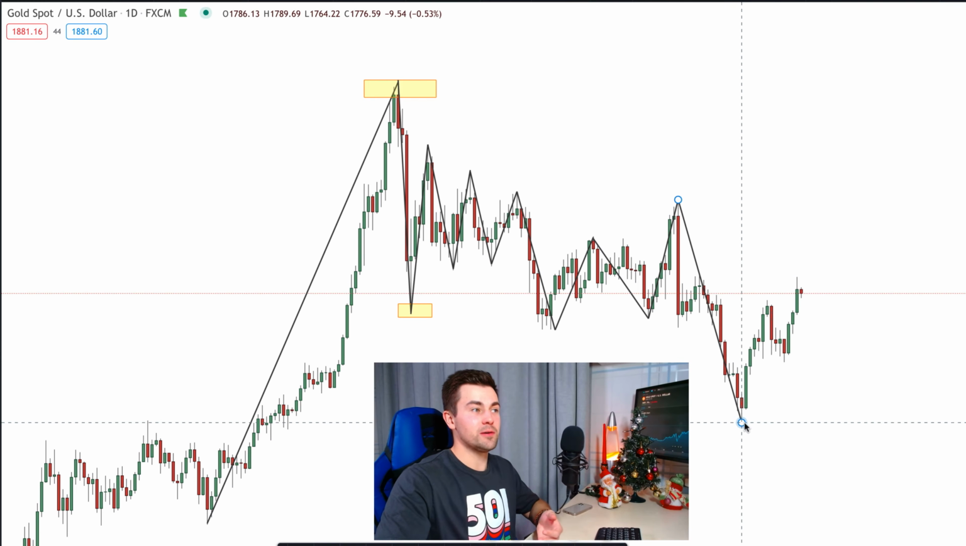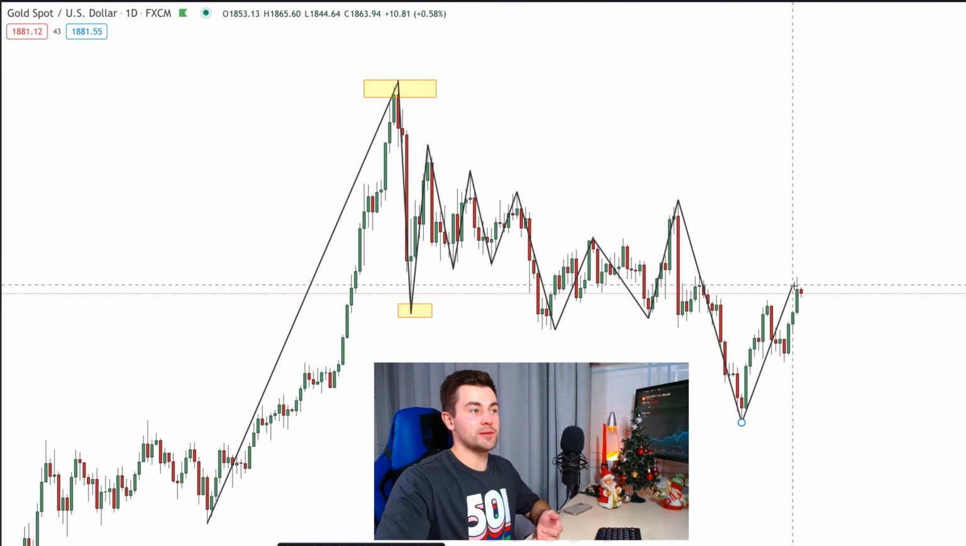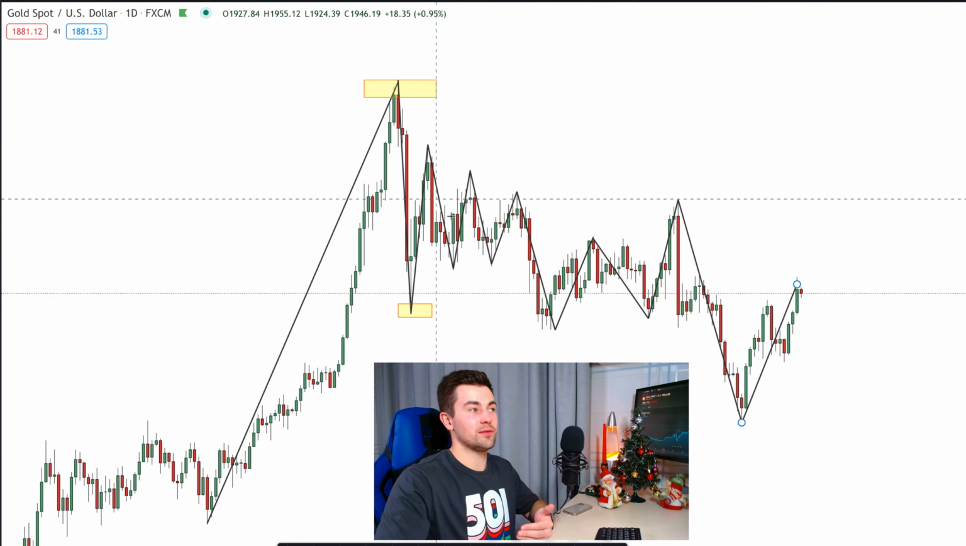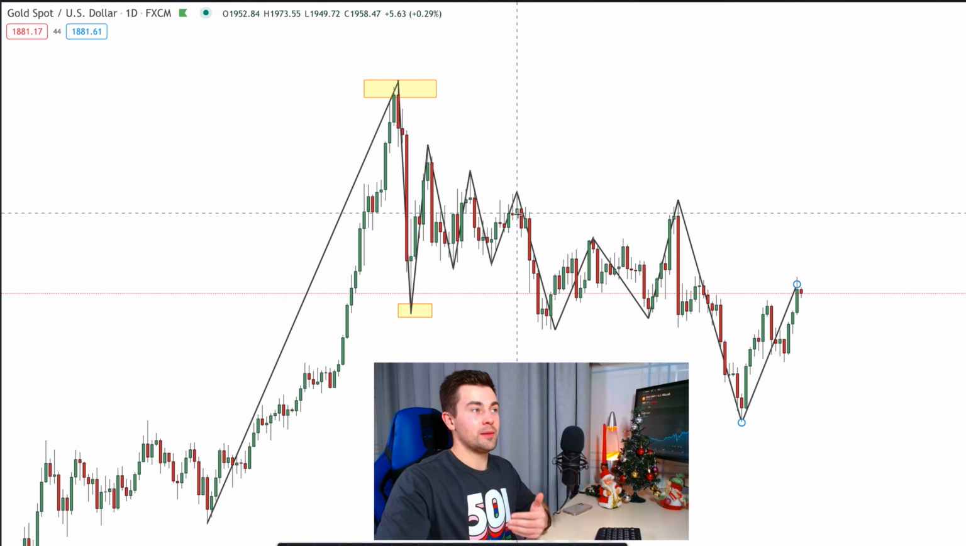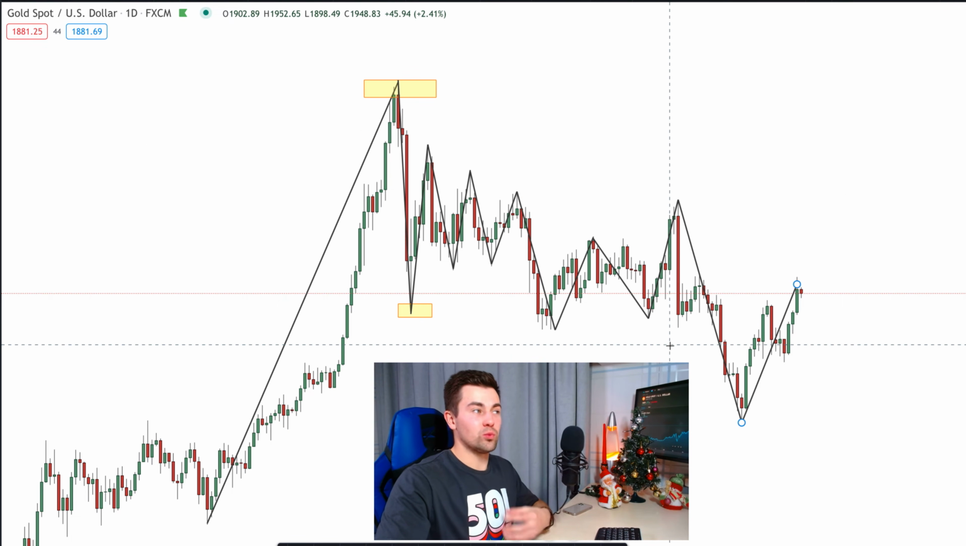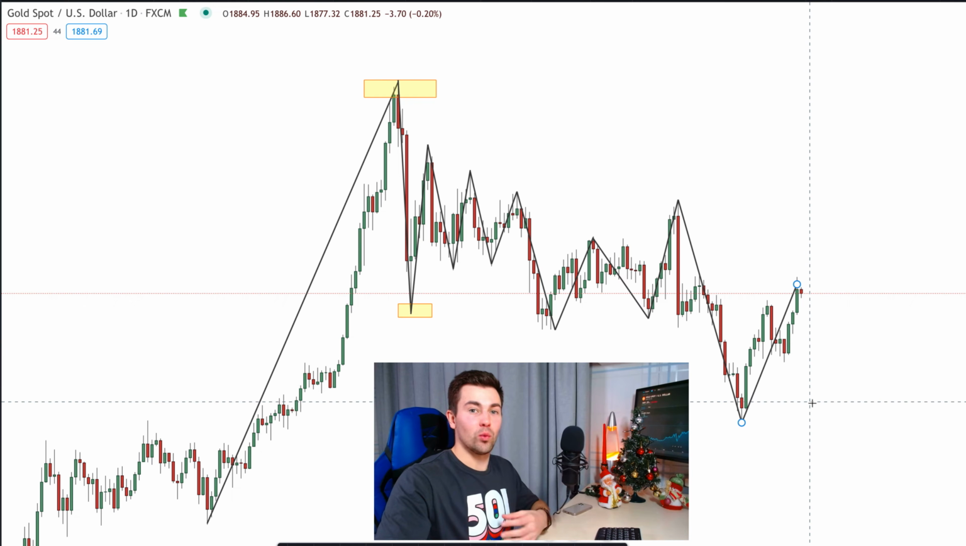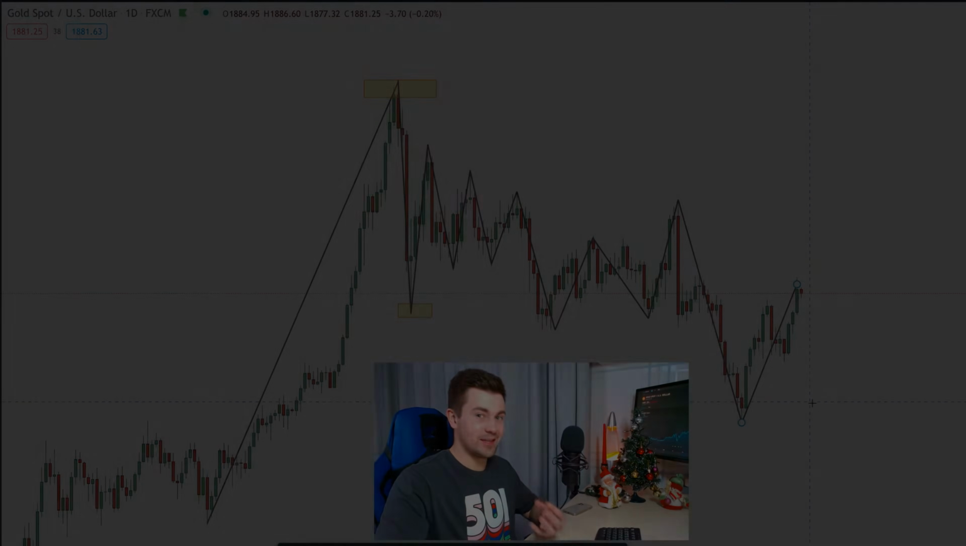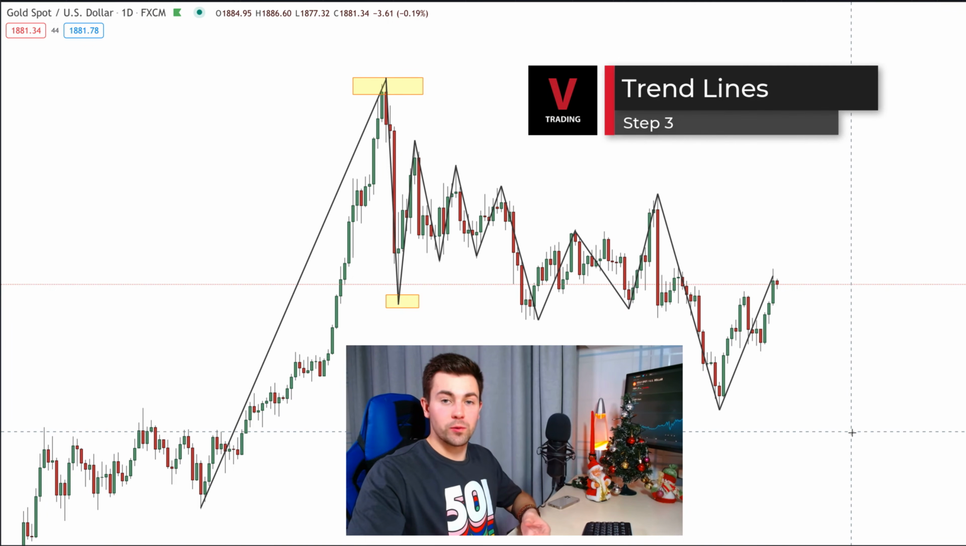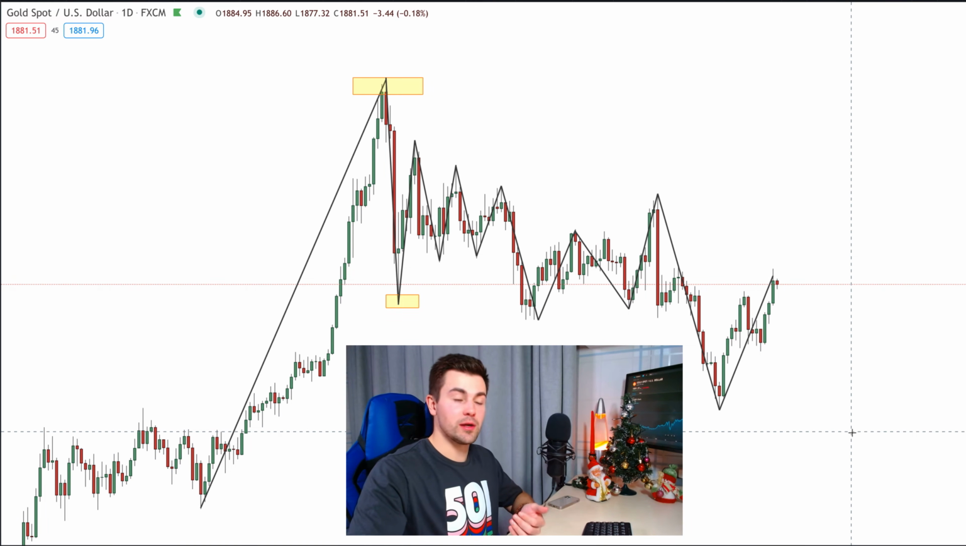Yes, so here is our recent price action on gold. We have identified the major highs, major lows, and once we identify them, we can look for the key levels. What I always recommend to start with is the identification of the trend lines. In my view, the identification of the trend lines is simpler than the identification of the horizontal levels. So let's focus on that first.